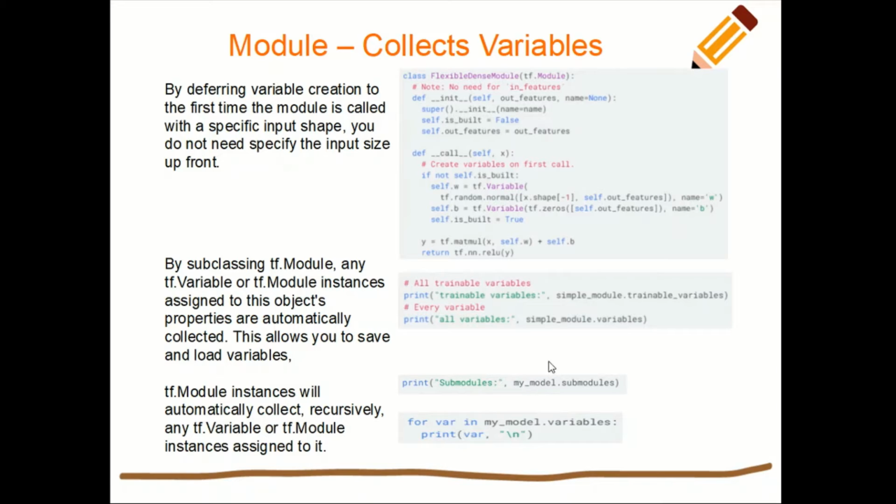Okay, so if we have an instance of the tf.module and we say dot submodules, we'll get all the submodules of that particular module. Okay, and we'll see all these concepts in the notebook also when we are executing. We can also get the list of all the variables by iterating through it. So if we say my_model.variables and then iterate using a for loop, we'll be able to print all the variables in that particular model, right?